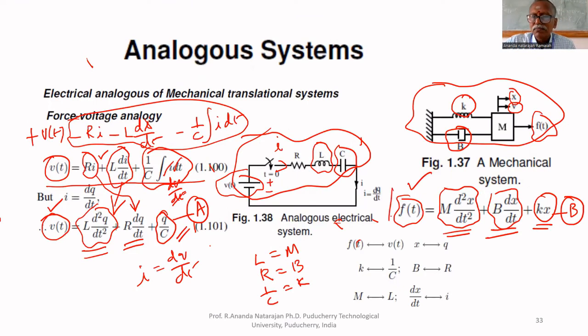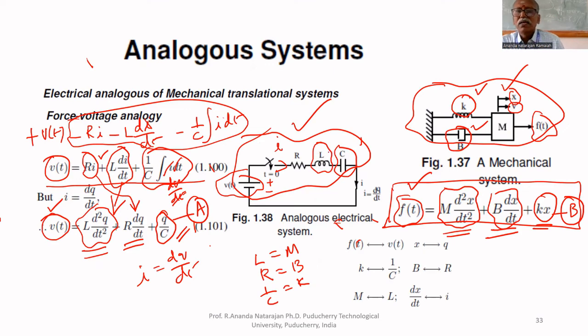This is the mechanical system. For this, the identical analogous electrical system is this one: one inductor, one resistor, one capacitor. That's all. If you put all these things, you will get this electrical analogous system, all connected in series. Only one loop. How many mechanical equations are there? One. Therefore, in the electrical system, one loop will be there. So all are in series.